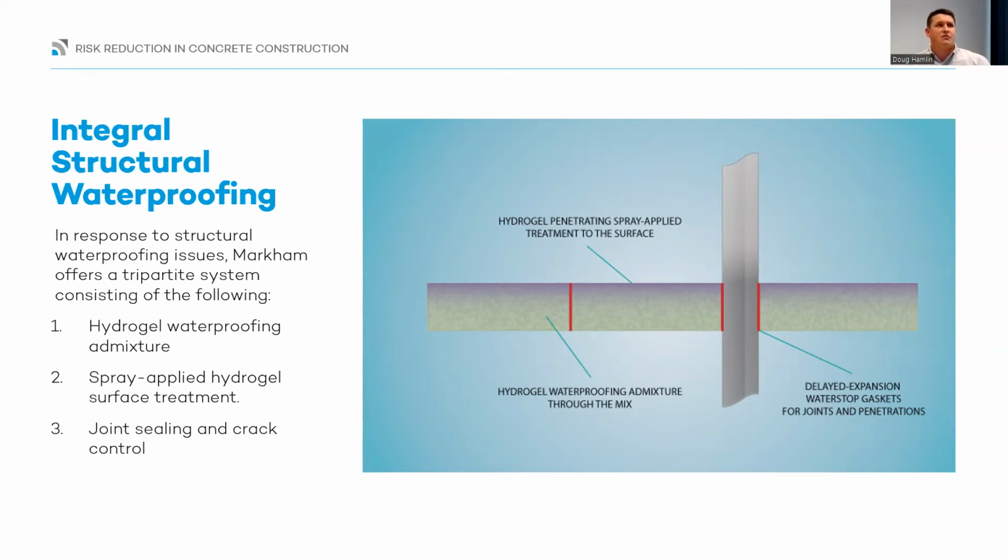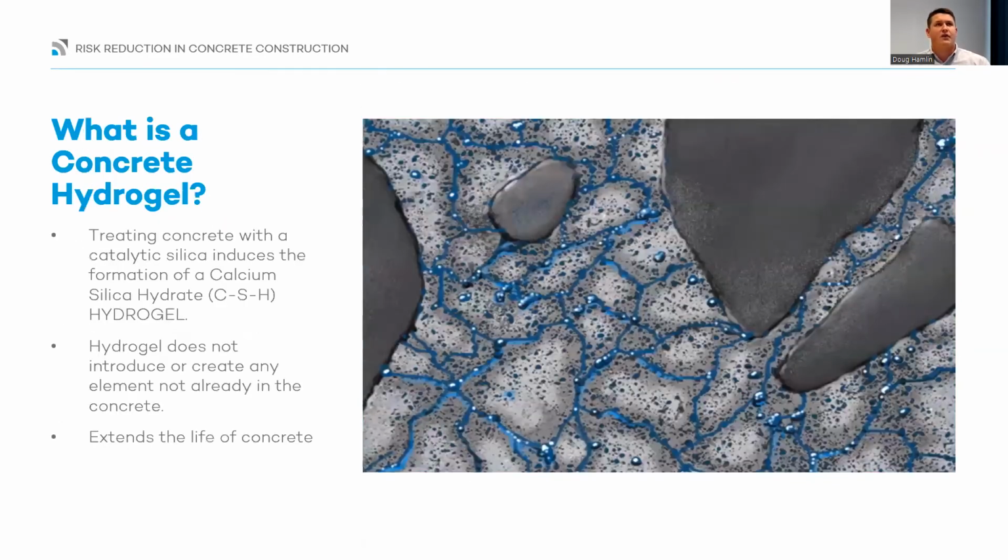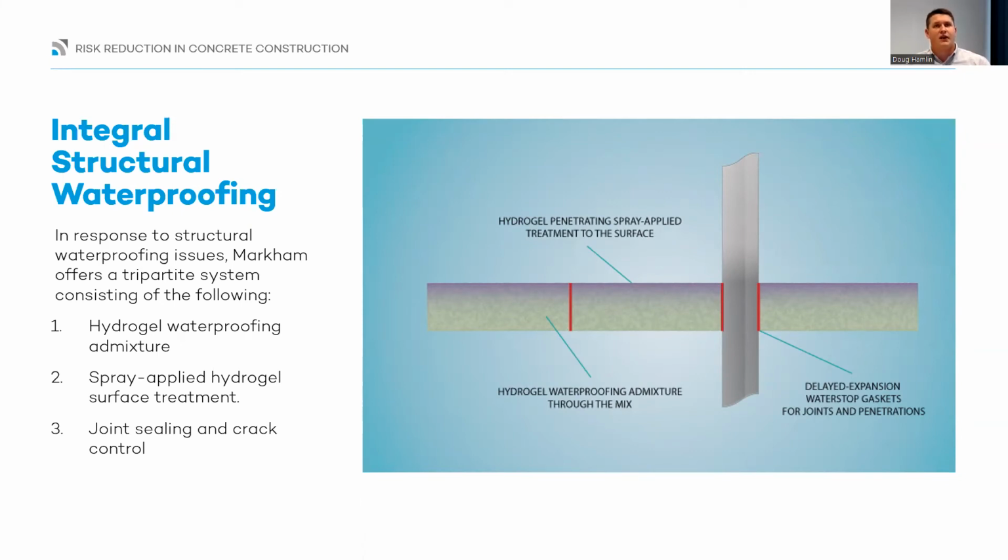So our system is a three-part system that we're involved in right the way through. That's from design, sitting down with the consultants, right the way through to the on-site installation of the system. And that includes an admixture inside the concrete, a spray applied treatment as a backup to the surface, and then most importantly, the joint layouts and detailing. So mitigating that cracking risk and making sure that those joints are waterproof. It's probably the most common area that causes issues with waterproofing.